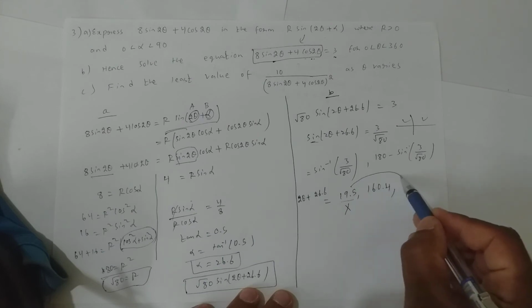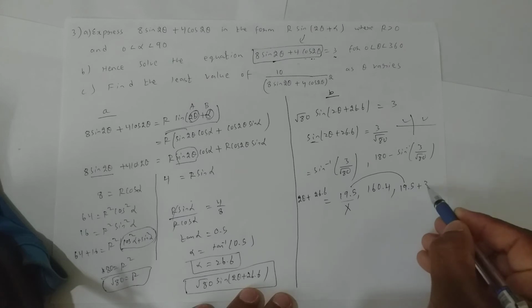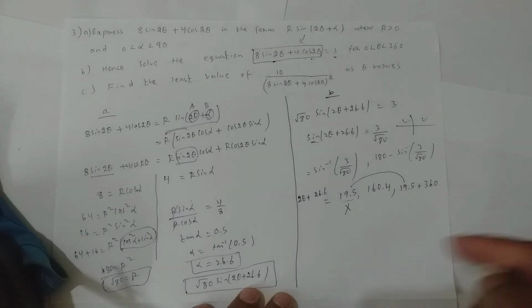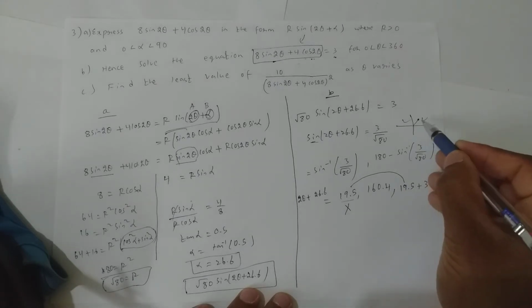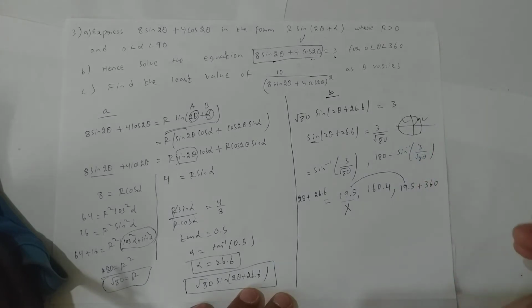I could get one more value. What value could that be? That value could be 19.5 plus 360. Here is the angle 19.5. If I rotate 360 degrees, I reach the same point. That's why I am adding 360.